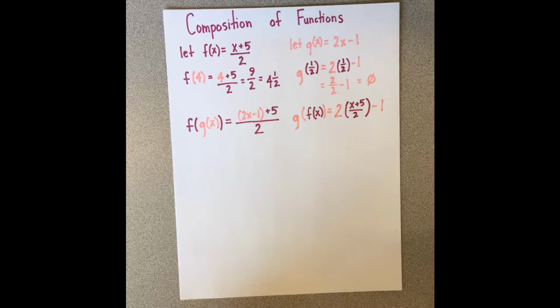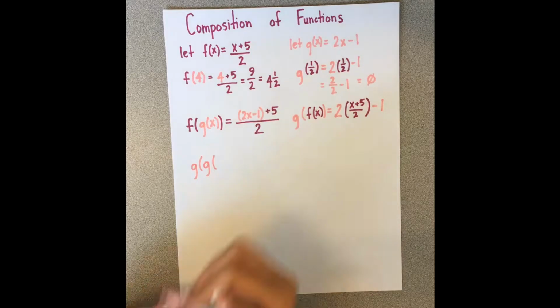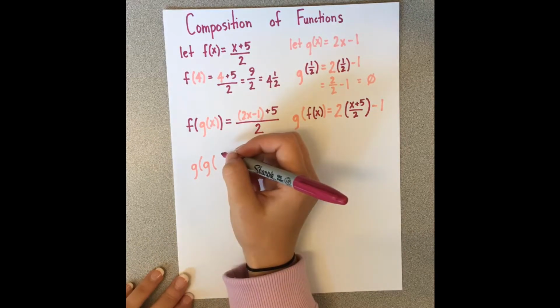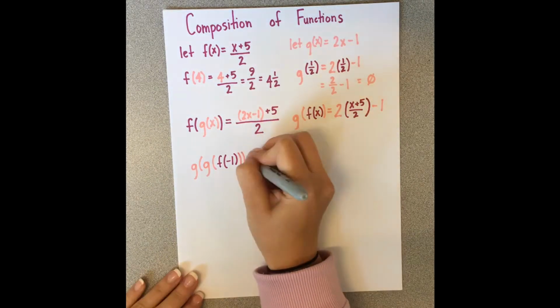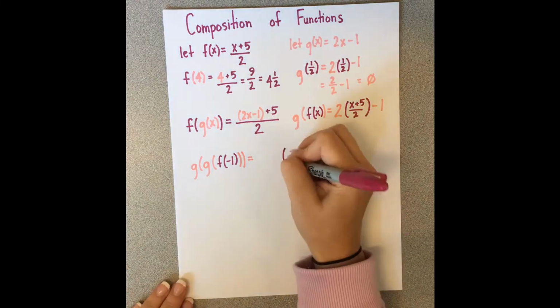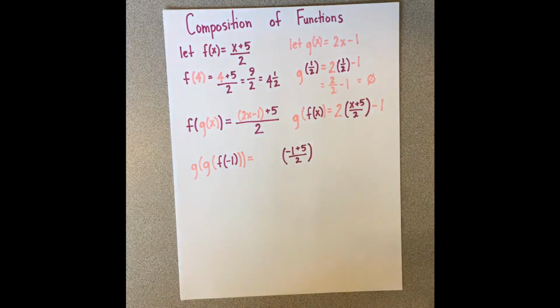Now let's see what happens when you have a composite function, but you're also substituting in a numeric value. Let's find the value of the function g of f of negative 1. Now there's a lot going on here, so just take it one step at a time. First, take your negative 1 and put it as the input in your f of x function. This gives you (negative 1 plus 5) divided by 2.